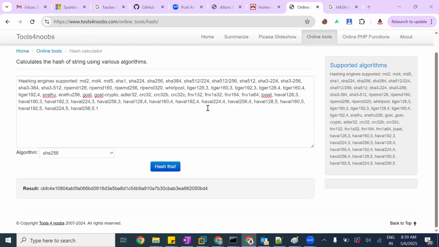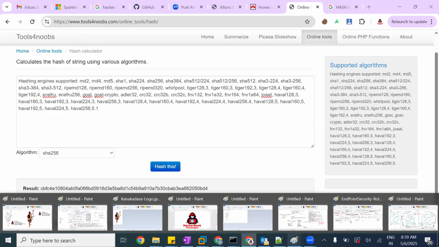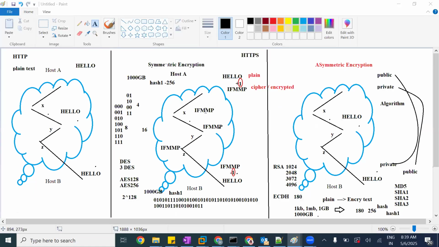You have to recommend SHA-256. Okay, this is all about encryption, hashing algorithms, and AES, AES 256, RSA, ECDH, MD5, SHA-1, SHA-2, SHA-3, and the difference between HTTP and HTTPS communication. Very, very important concept. Even for a 10 years experience candidate, they will ask you, tell me about the different encryption process. What are the types of encryptions?